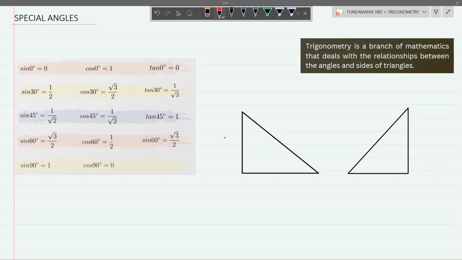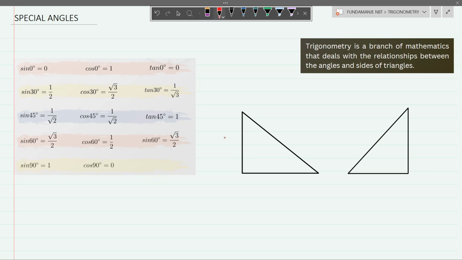Hi, in this lesson we want to discuss special angles. Now special angles are those angles within trigonometry that return a value in fraction format, if I can say. They can also give you a whole number such as 1, but 1 can also be expressed as a fraction as 1 over 1.